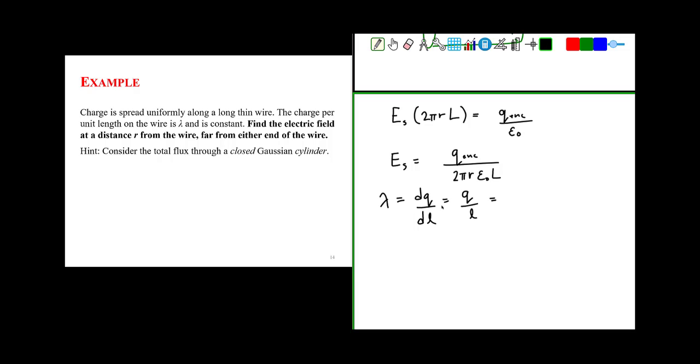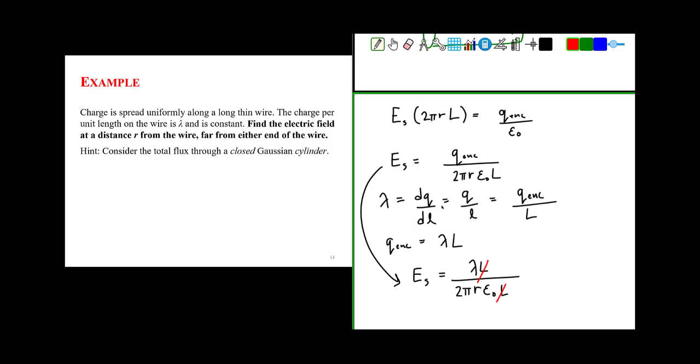And since charge per unit length is constant, and since we have a certain amount of charge that is enclosed for a certain length, we get that lambda is equal to q enclosed over L. Or, rewriting this, we get the amount of charge that is enclosed by our Gaussian surface is equal to lambda L. Well, this means then that the electric field through that side at a distance r away from our line of charge is given by lambda L over 2 pi r epsilon naught L. But the L's cancel, and now we have a function for the electric field.